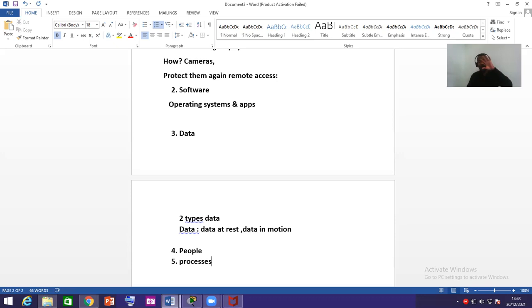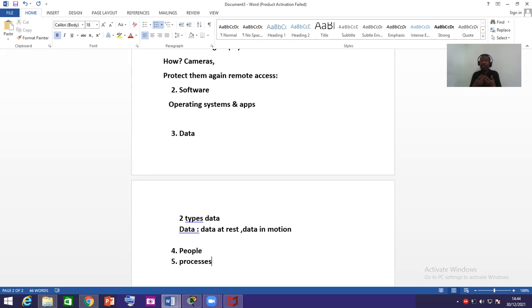Now, when you are done with protecting the hardware, you have to move to the software, because your devices will have software, or programs. Those programs also need to be protected, like your operating systems and your applications, right? Because your laptop will have Windows. That Windows needs to be protected. Or your laptop can have Linux. That Linux needs to be protected. How are you going to do it?